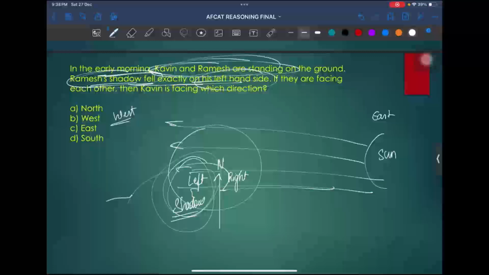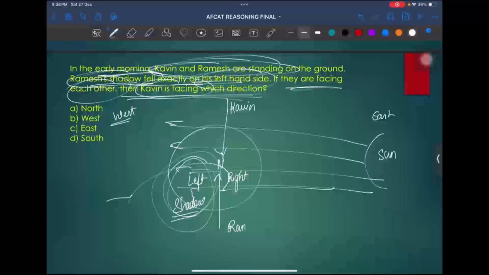The question is asking, if they are facing each other, then in which direction is Kevin facing? This is Kevin, this is Ramesh. Since they have given that Kevin and Ramesh are facing each other, Kevin's direction will become south, because Ramesh is standing towards north, so the opposite direction will always be south.